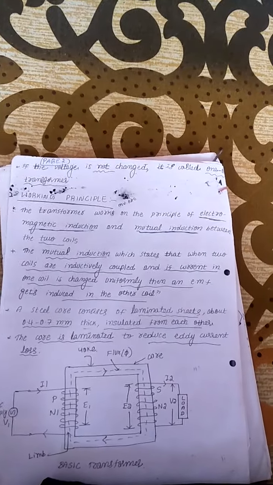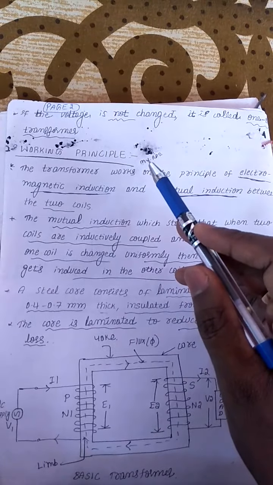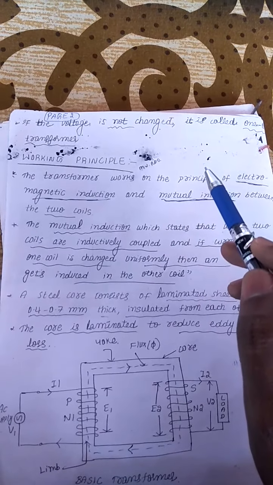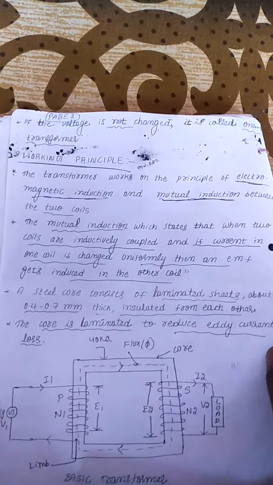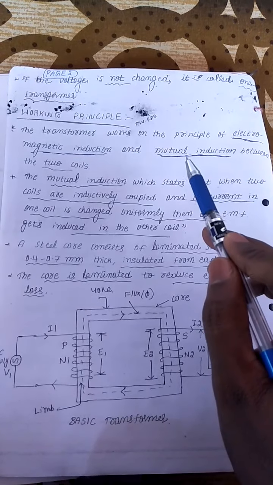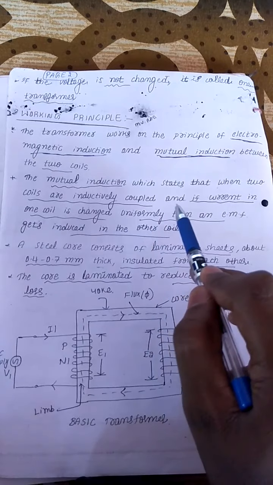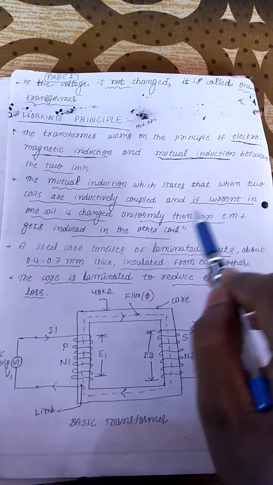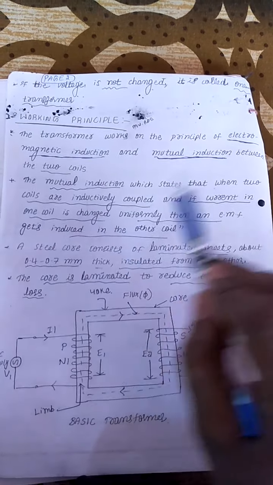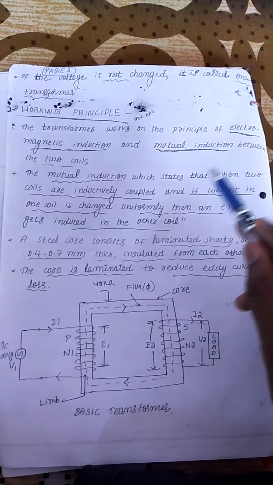Next, the working principle of the transformer. Your transformer works on the principle of mutual induction and electromagnetic induction between the two coils. First you should know the definition of mutual induction. Mutual induction states that when two coils are inductively coupled and if the current in one coil is changed, then EMF gets induced in the other coil. Is it clear? That is called mutual induction.